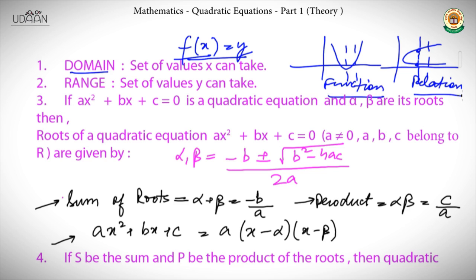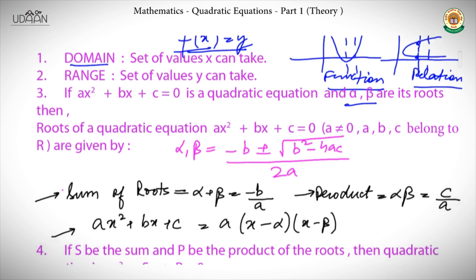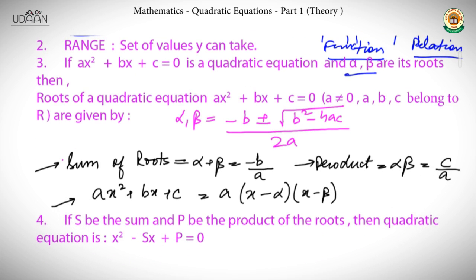Here we'll be dealing with quadratic equations. So if you define a quadratic equation to be ax square plus bx plus c equal to 0 and let alpha and beta be its roots, then suppose a, b and c belong to R. A is not equal to 0 because if a is equal to 0, the equation will be linear. Then alpha, beta equals minus b plus minus root b square minus 4ac by 2a. And this is a very important formula, where b square minus 4ac is the discriminant.